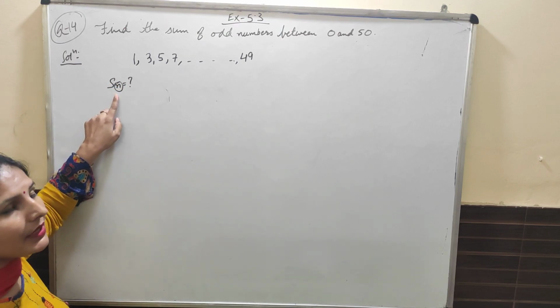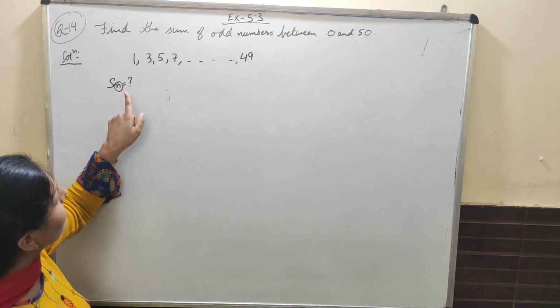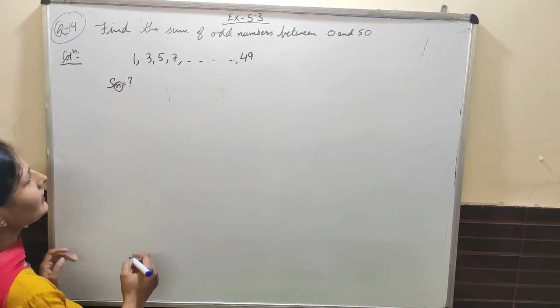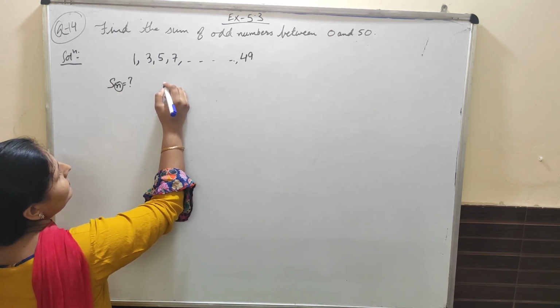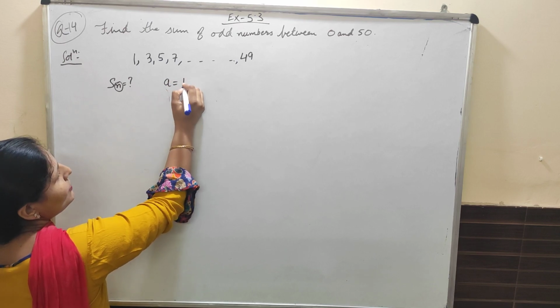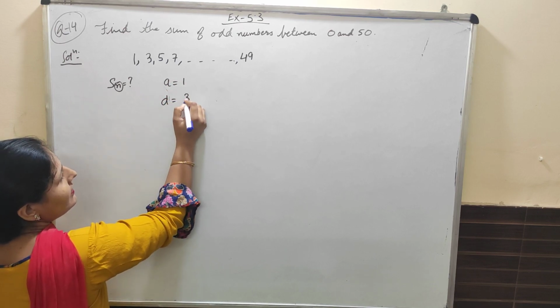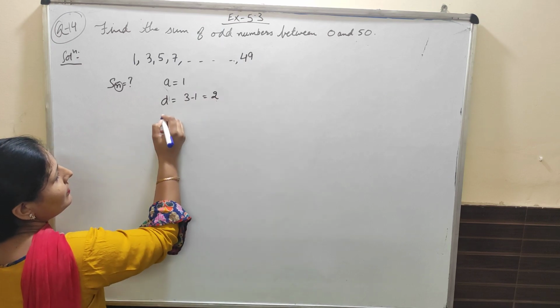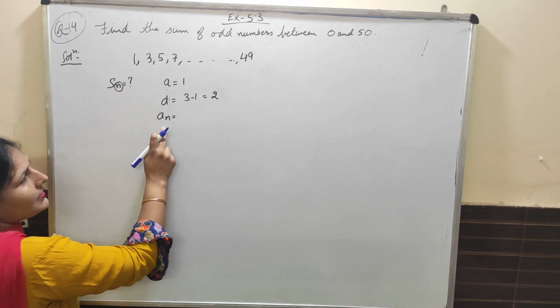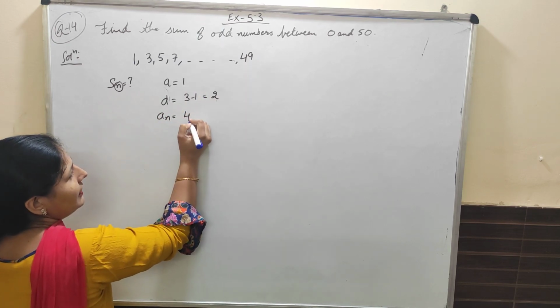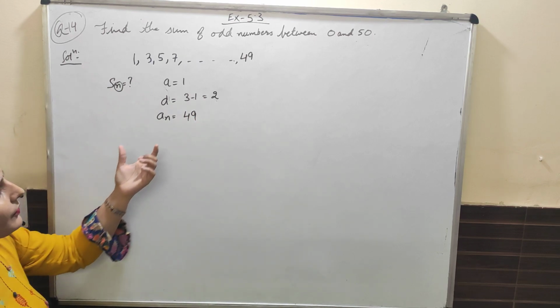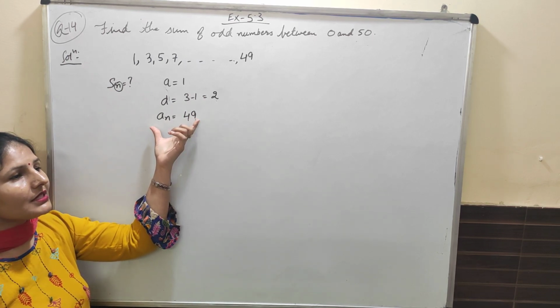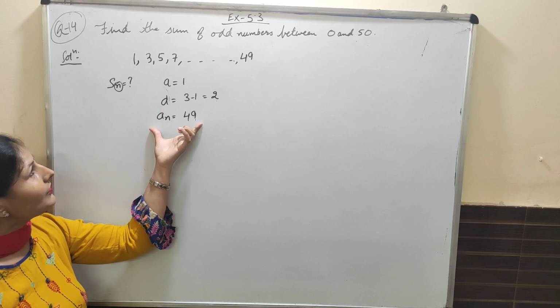पहले हमें n की वैल्यू कैलकुलेट करनी पड़ेगी, तभी हम सम फाइंड कर सकते हैं. For finding n, first write a is 1, d is 3 minus 1, 2, and the last term is given to us. What is it? 49. From here, we can find the value of n.